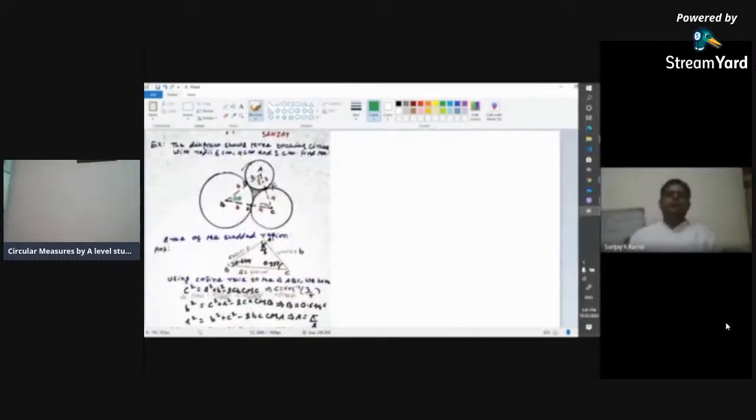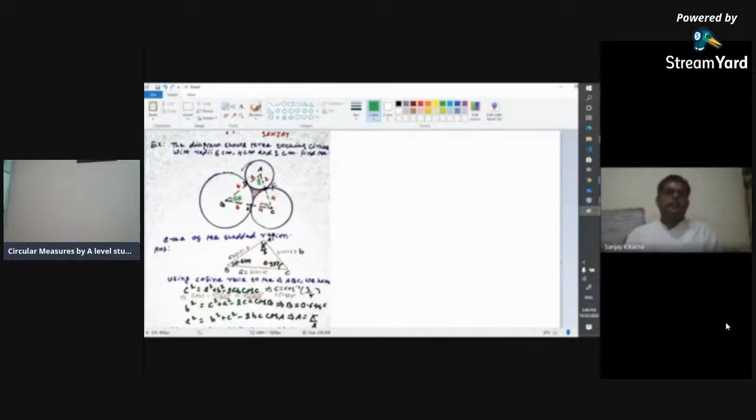Okay, once we have learned about the cosine rule, now we'll apply that cosine rule to the problem area. This example demonstrates how we make use of cosine rule in order to find the solution of questions like this. So here in this question, it states that the diagram shows three touching circles with radii 6 cm, 4 cm, and 2 cm. Find the area of the shaded region.